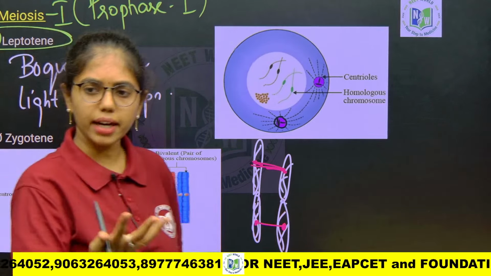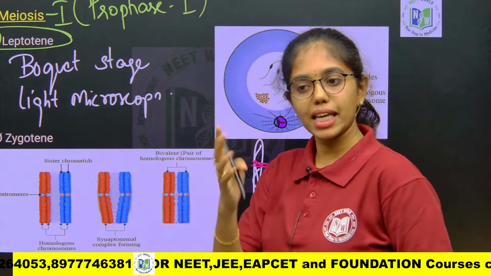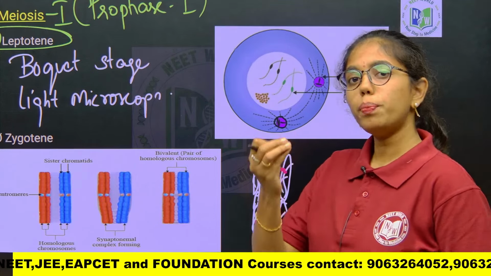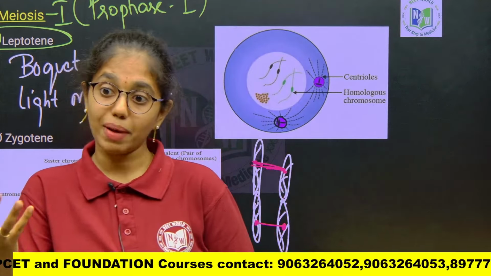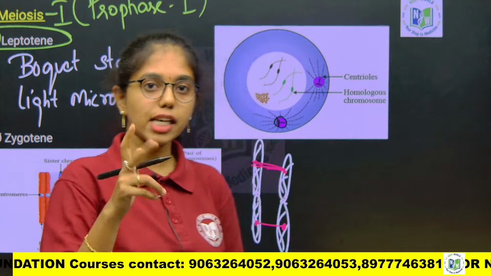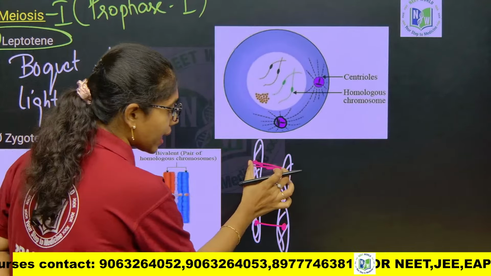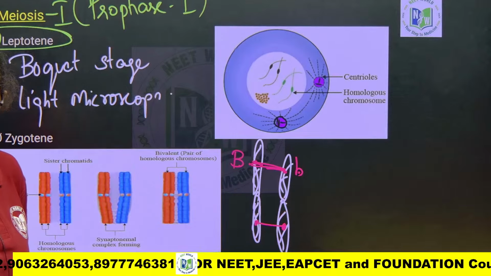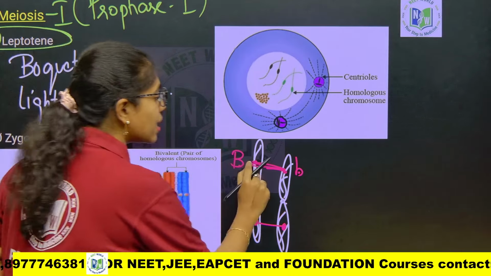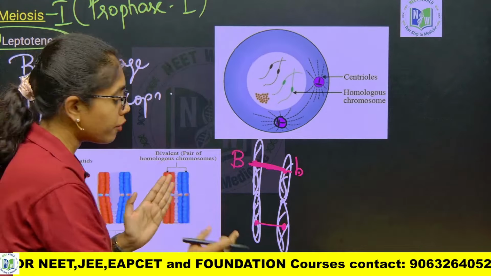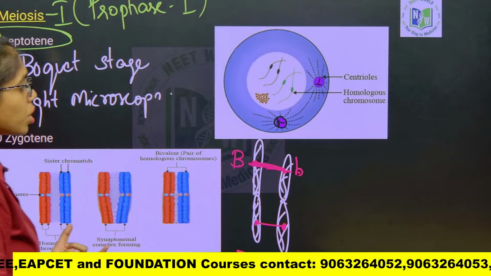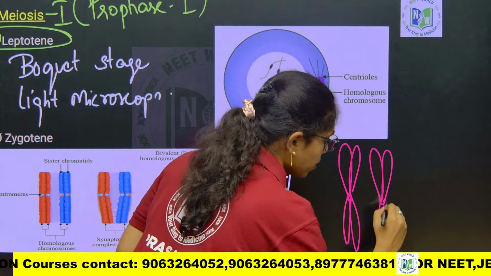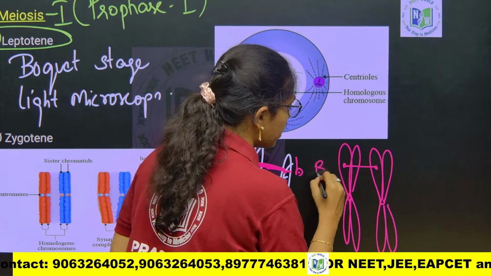Tell me any character: hair color, eye color, height, skin color, any character of a human being. Hair color: sometimes black, sometimes brown. Let us assume black is dominant, brown is recessive. Hair character is one character, capital B and small b. These two alleles with respect to one gene will code for one phenotype, right? So they are at the same loci, and these two chromatids will come together and form homologous chromosomes. As such, you will have chromosomes like this. These two are homologous chromosomes with capital B, small b.